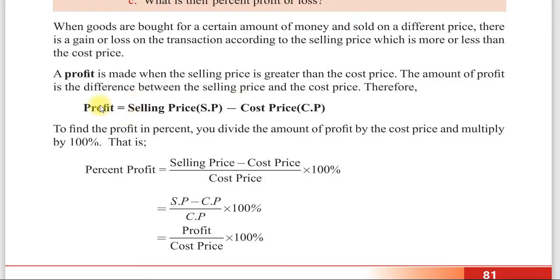over cost price, times 100%. So percent profit equals (SP minus CP) over CP times 100%, or profit over cost price times 100%.